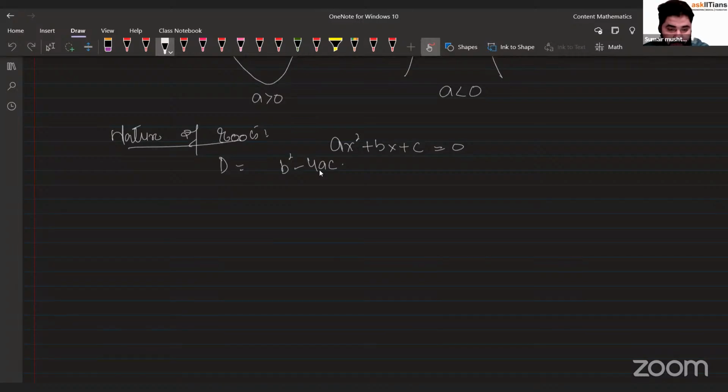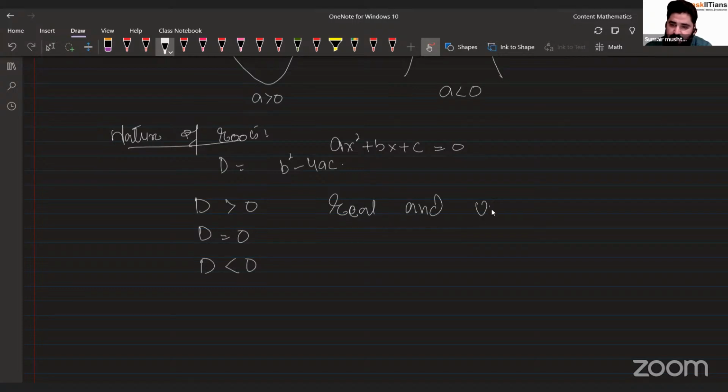See, what we can infer from this. D can be greater than zero, because according to the law of trichotomy, a number either can be greater than zero, or equal to zero, or less than zero. Now we know: if D is greater than zero, real and unequal roots. Here, real and equal roots. And here, non-real roots.